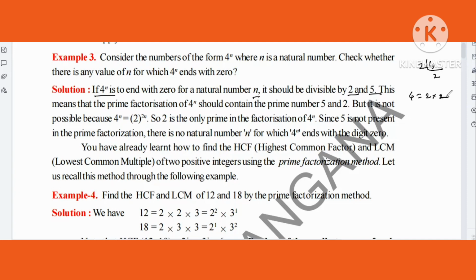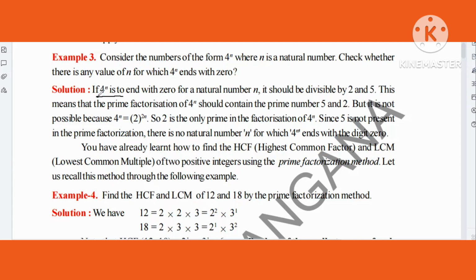So as there is no pair of 2 and 5, 4 to the power of n never ends with 0. That's very simple. For example, the same question can be given for 6 to the power of n. You know that 6 we can write as 2 into 3. So the prime factorization of 6 also does not contain 2 and 5, so that also never ends with 0 for any value of n. Here it is clearly given how we have to write.